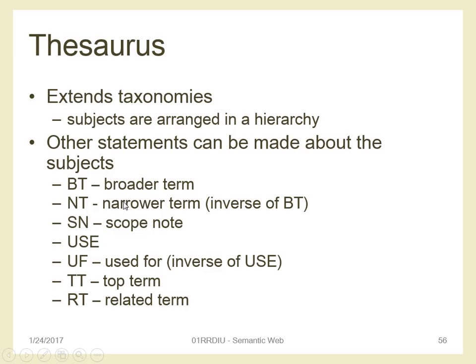Besides the broader term and narrower term, the ones that are already in the hierarchy, in the taxonomy, we have other possibilities of relationship. For example, a scope note goes to a node that gives extra information, for example, a string that explains the meaning of the term. Use and UF are the opposite of each other. Use means don't use this term, but use another one, an alternative one. Used for is the preferred term for a set of terms. Then you can define the top term, so the ancestor, and a generically related term, something that is not coded here, but is considered.